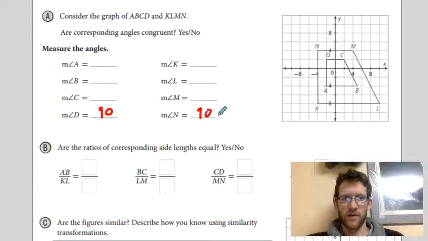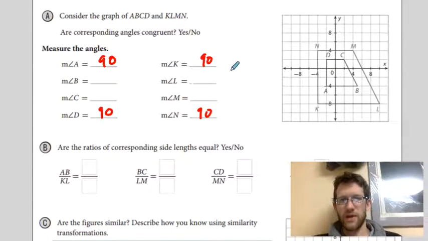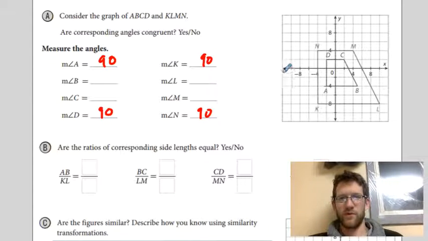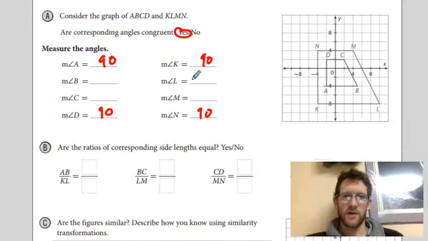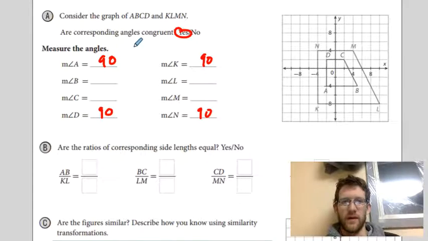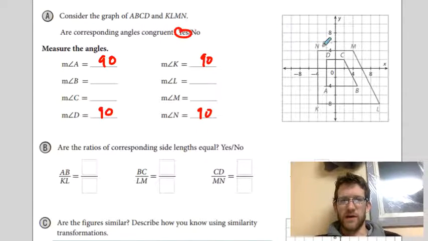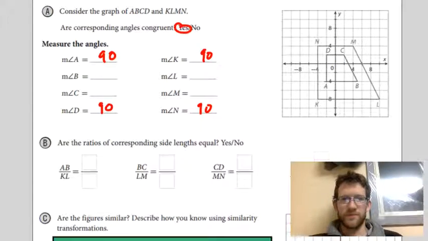So note here, these are corresponding angles. Angle A and angle K, we can say that both of those are 90. And we can't really do the rest, but take my word for it, they're congruent. So these corresponding angles are congruent between these two figures.